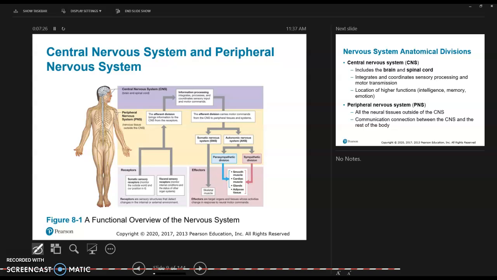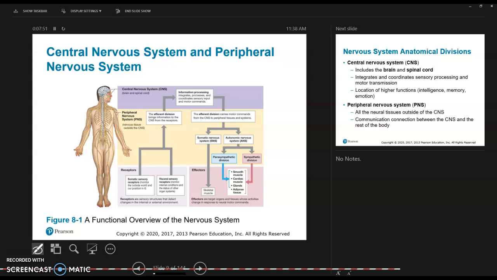So the parasympathetic division is going to be in control or most active when we are relaxed. The sympathetic is most active when we are nervous or scared, called the fight or flight response. Nervous or scared, or when we're exercising, when we have a fast heart rate, we sweat, dry mouth.